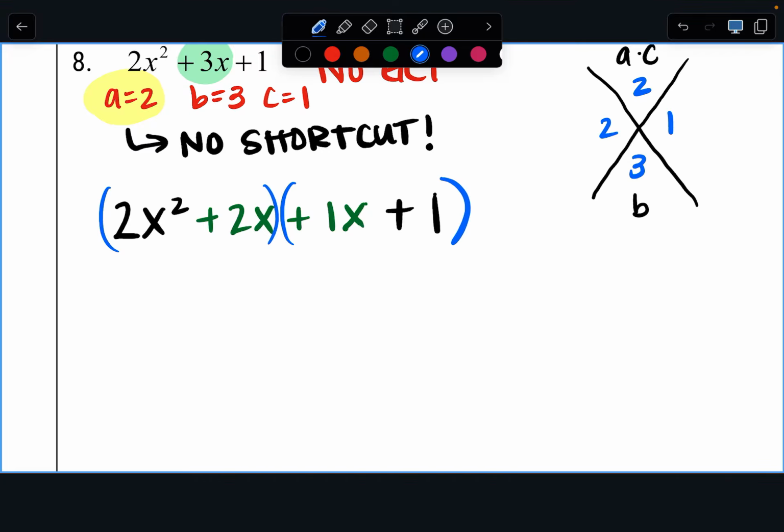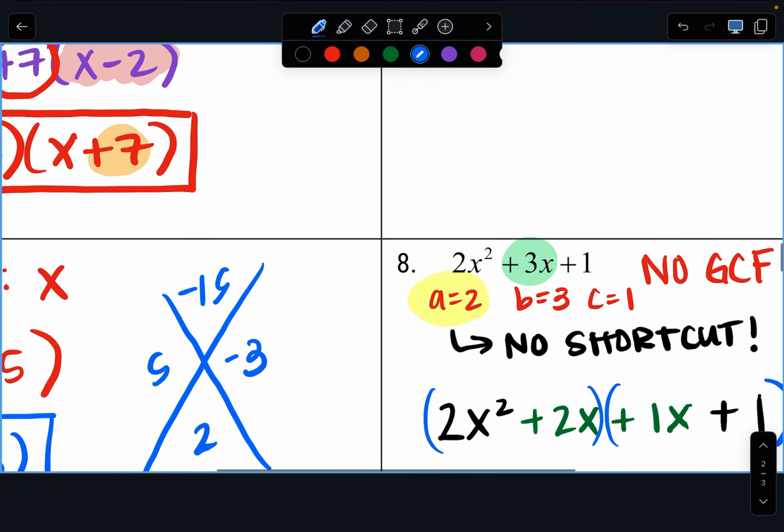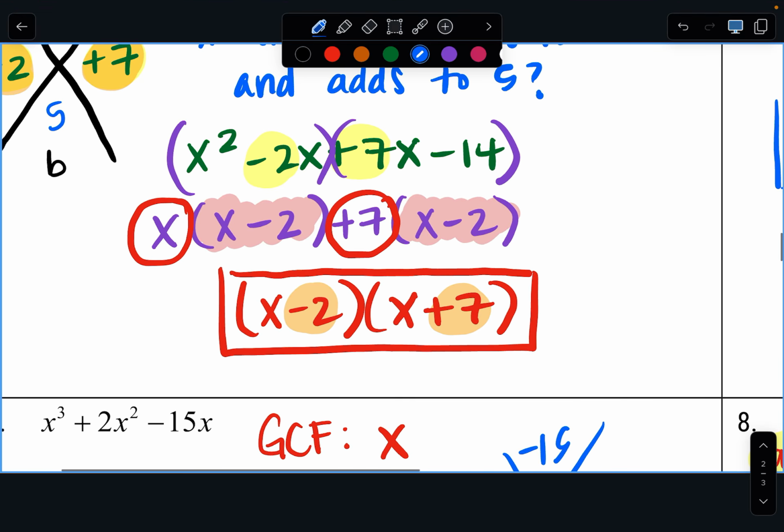Gabriel, what is our next step? You don't know because you're playing around. What did we do after we grouped in this example? I know. What do we do, Christian?